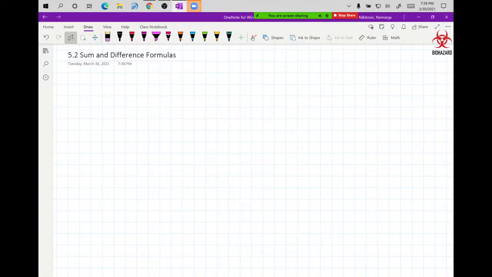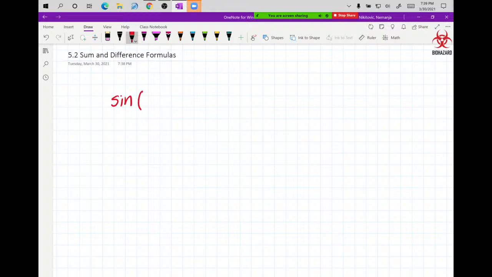Hello and welcome back to Precalculus. Section 5.2 on sum and difference formulas. This is for trigonometry. So we're going to take a look at what happens when you have sine and cosine and then eventually tangent and so on of two angles. So the formulas that we are trying to memorize here, and you really need to learn these formulas because they will lead into other things later.